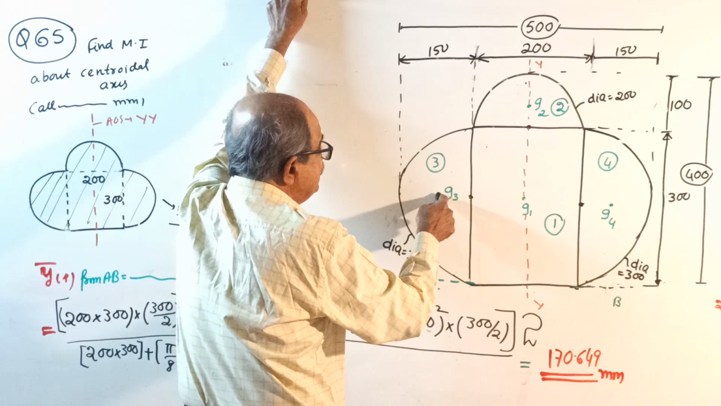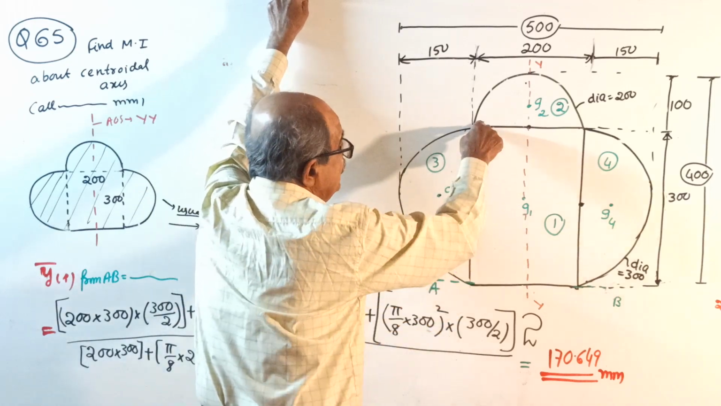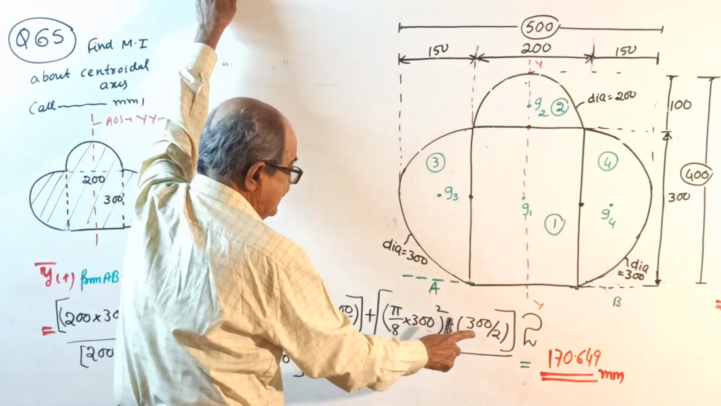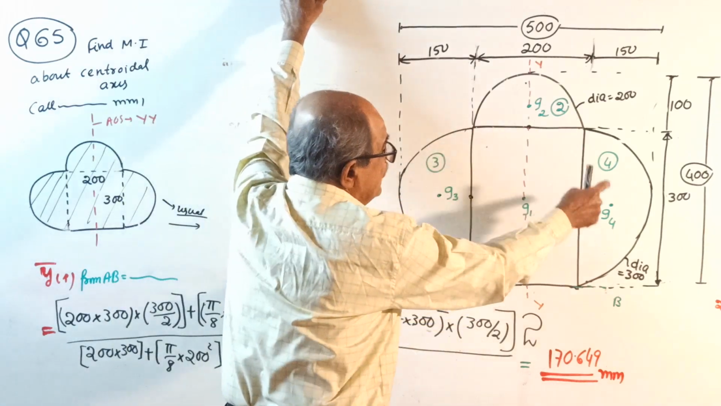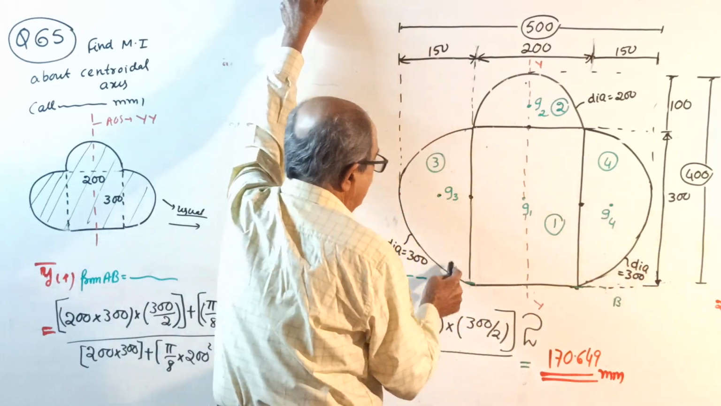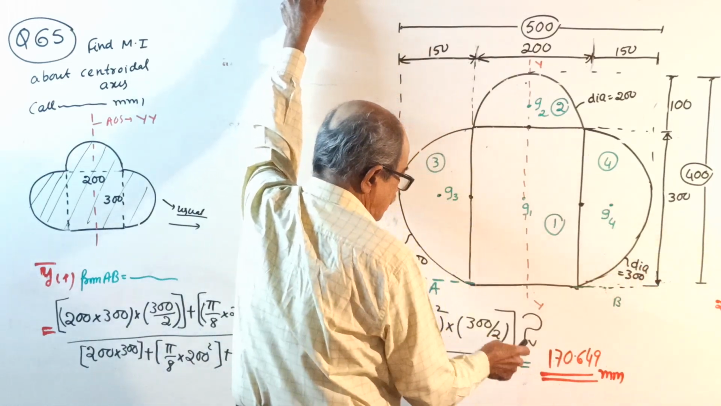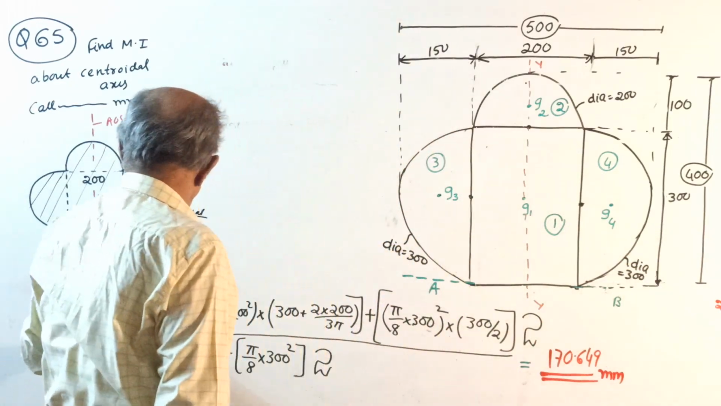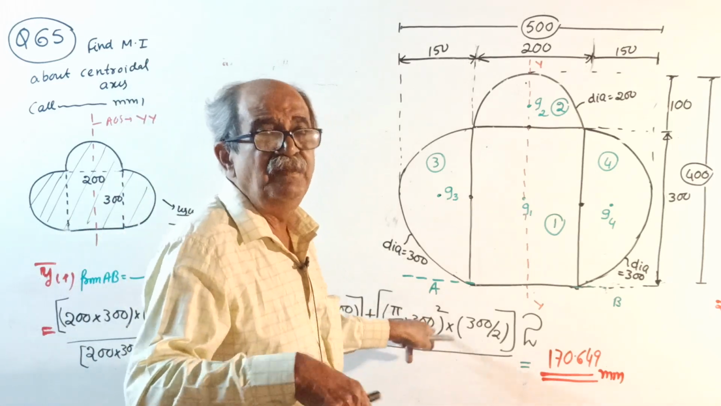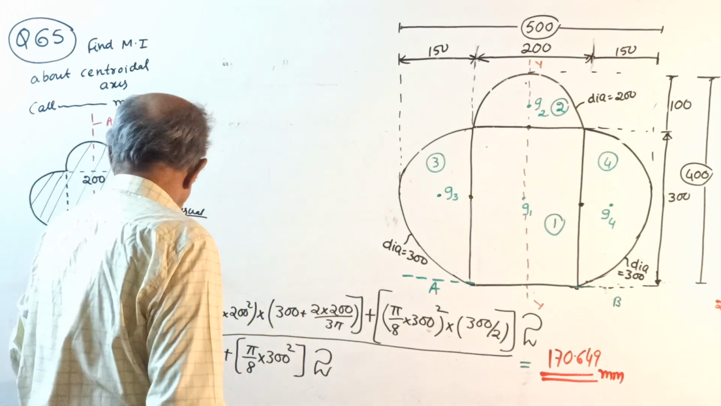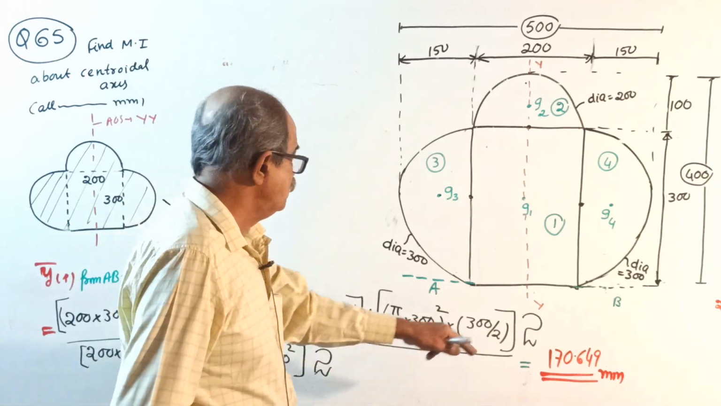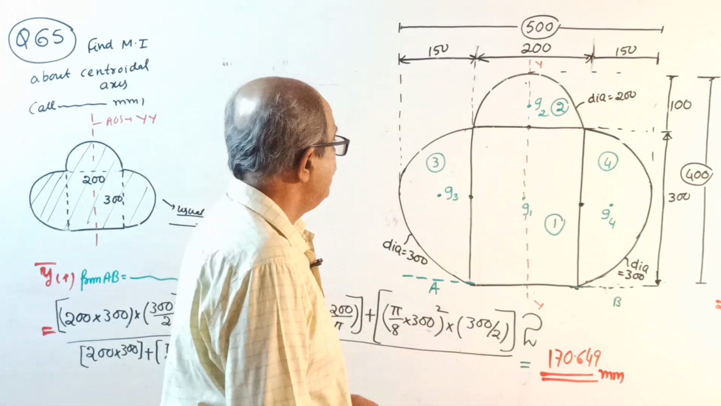This way is 2d by 3 pi, but this way is center. So, if it is 300, this is 300 by 2. So, directly 300 by 2. Now, identical for 4. See, how are G3 and G4 with respect to AB? Both are same. Therefore, multiply by 2, or A1 Y1, A2 Y2, A3 Y3, same A4 Y4, divided by A1 plus A2 plus A3. A4 equal to A3, into 2, you get 170.649 millimeter.